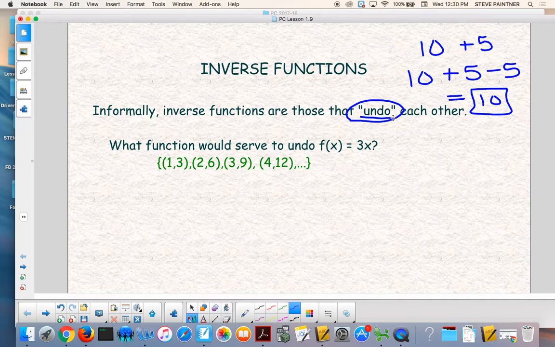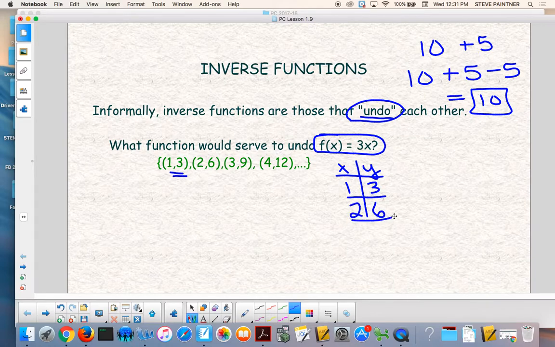Subtraction. How do I undo multiplication? Division. How do I undo squaring? Square root. So you have to think that way about what an inverse does. Down here, what function would serve to undo this function? You put in an x, you get out a y. They put in 1 and got out 3. They put in 2, they got out 6. They put in 3, they got out 9. How do I undo that?